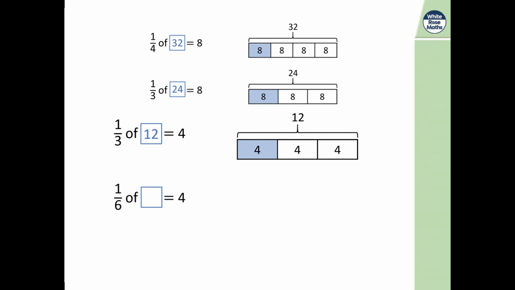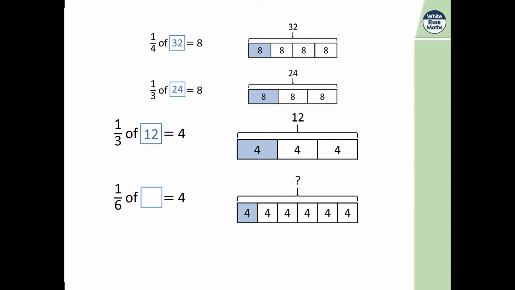In the next example, our bar model is divided into sixths, and 1/6 is shaded. The whole is unknown, but each of the sixths is equal to 4. 4 times 6 is 24, so our missing quantity is 24.